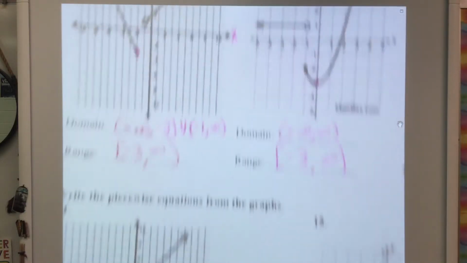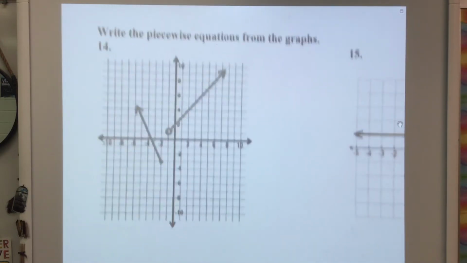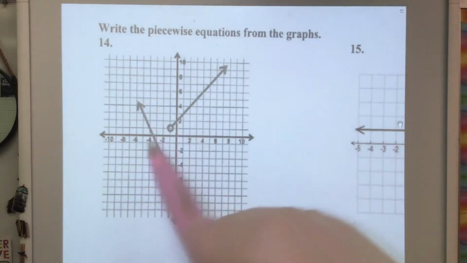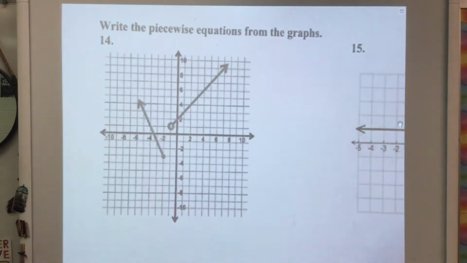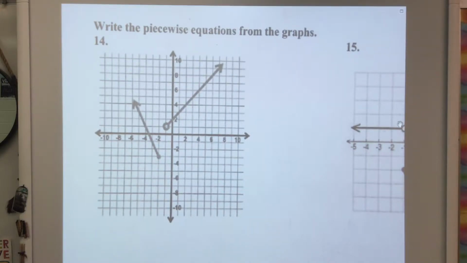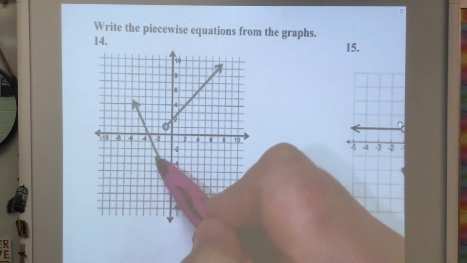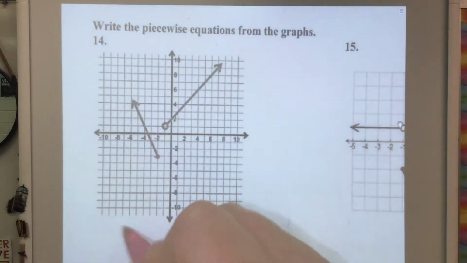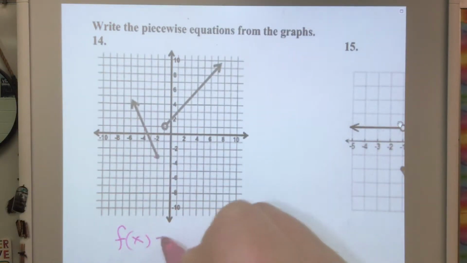Number 14, it asks us to write the piecewise equations from the graphs. So each one of these is going to have two equations. I don't think you're going to have one like number 15 on the quiz, but it would be nice just for you to be able to see it. For number 14, I'm looking at my first one. I would have f of x equals, and I have two equations, so I'm going to make room for them.